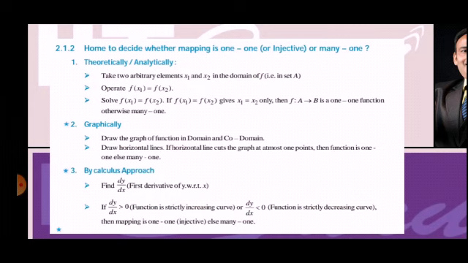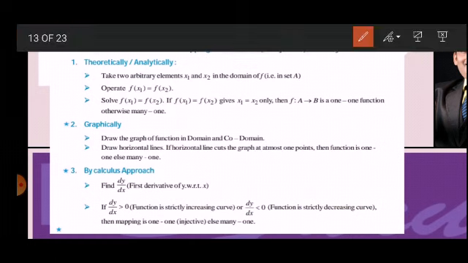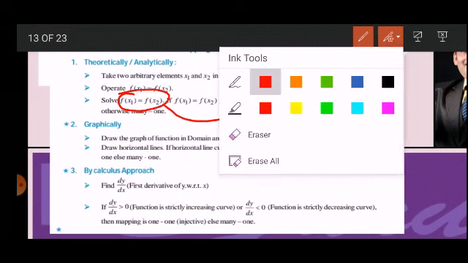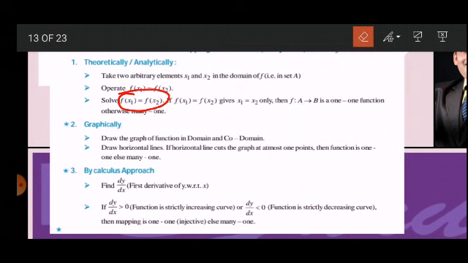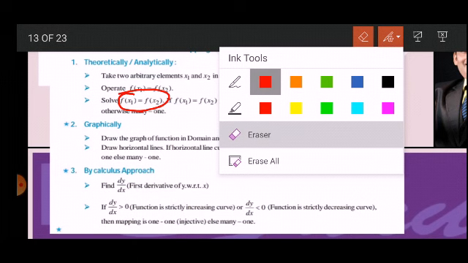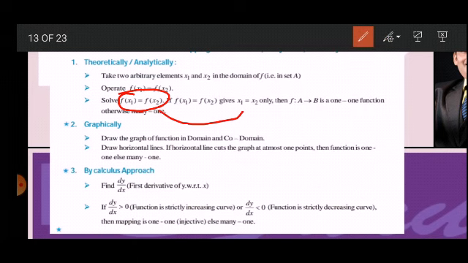If f(x1) equal to f(x2) gives x1 equal to x2, it means you have to assume this statement f(x1) equal to f(x2) as per the function, and if on solving this it provides x1 equal to x2, then we can say this function is 1-1. Otherwise this function is said to be many-one, right?